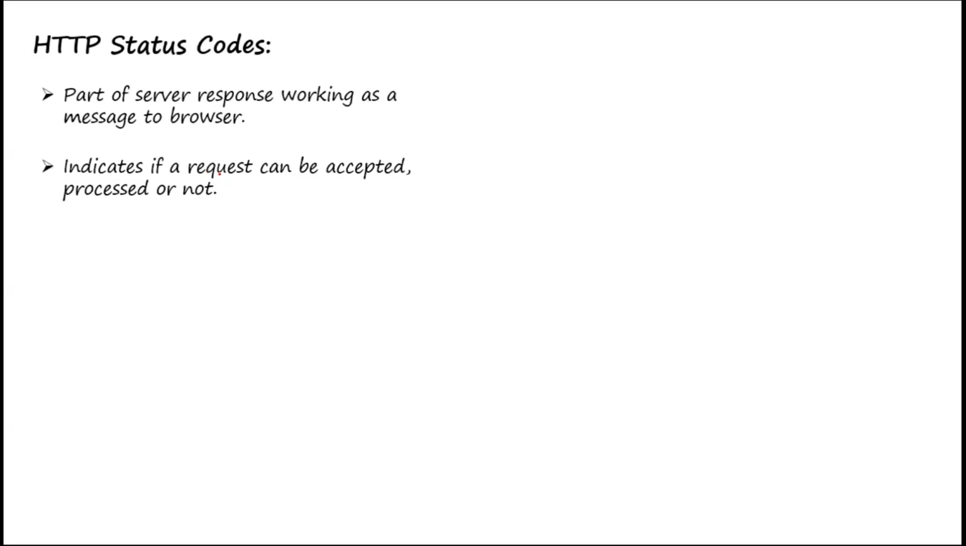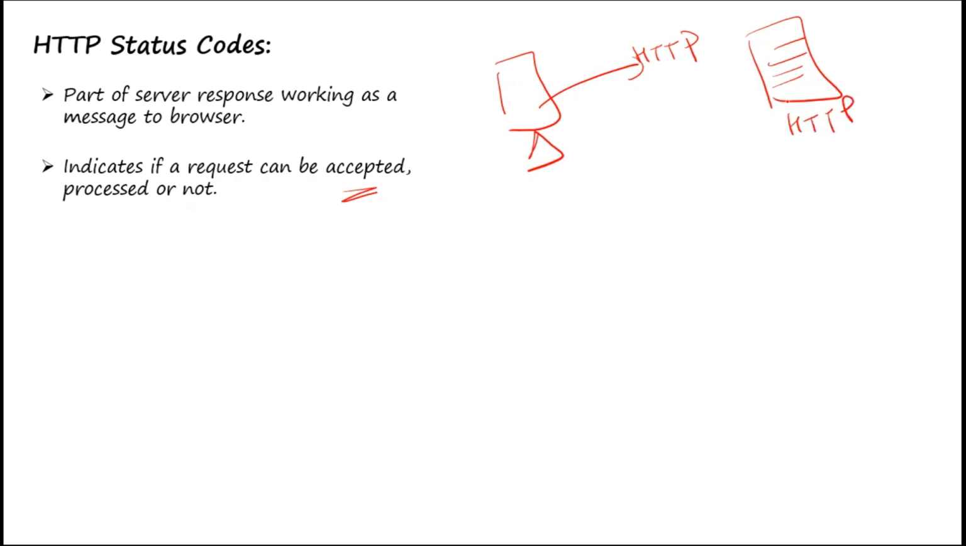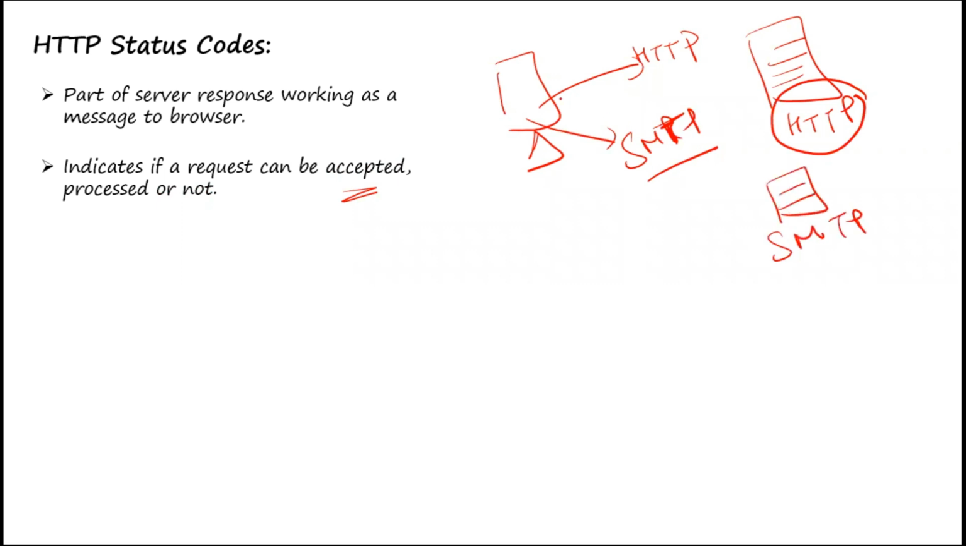So what are the reasons that a request cannot be accepted? For instance, the client is not sending an HTTP request, but the server is designed to receive only HTTP requests. For instance, the client is sending SMTP, your mail protocol, Simple Mail Transfer Protocol, but the server is receiving only HTTP. In that case, the server will reject the request. It cannot process it. It cannot understand it. There are SMTP servers specifically designed. So we need to make sure the request that the client is sending and the server is trying to understand are on the same platform.